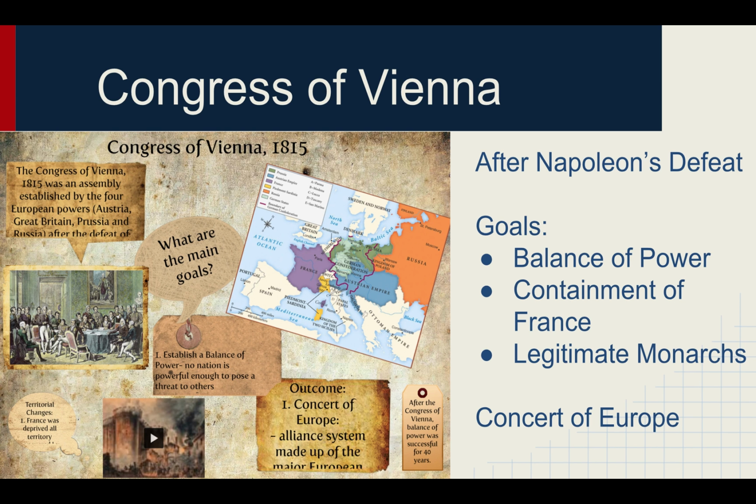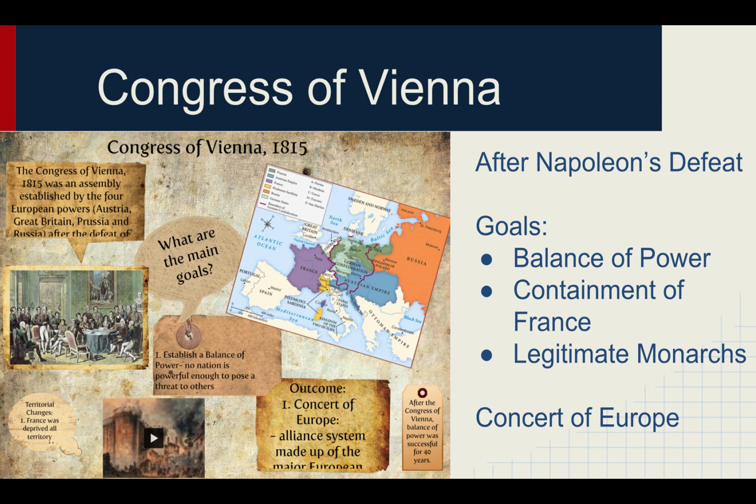The Congress of Vienna meets after Napoleon is defeated, well, kind of during while he's being defeated, but basically, these are the major powers of Europe coming together and saying, this is what we want to do. We want to make sure that a Napoleon never comes to power again.